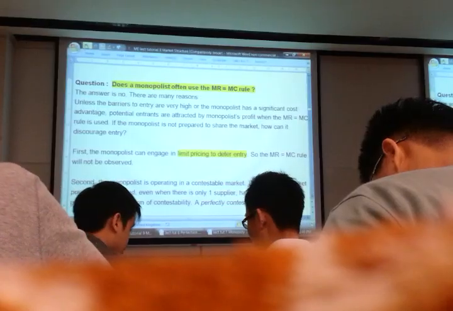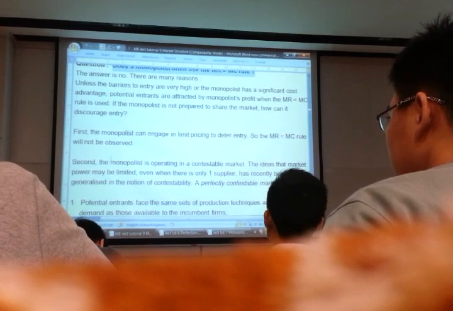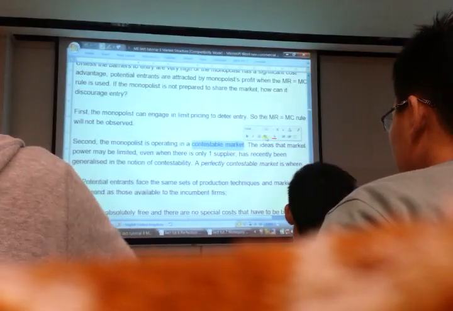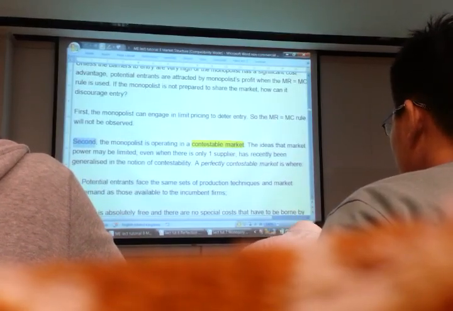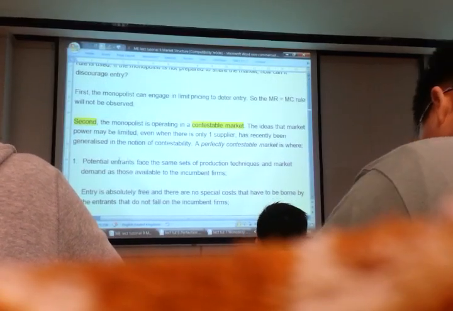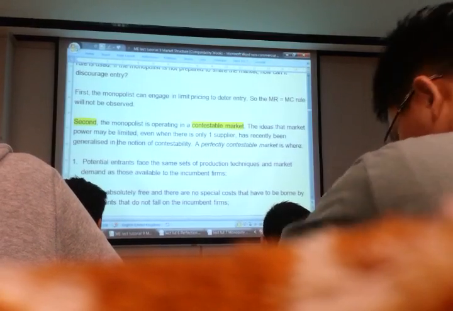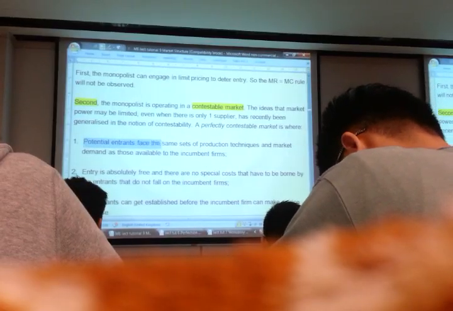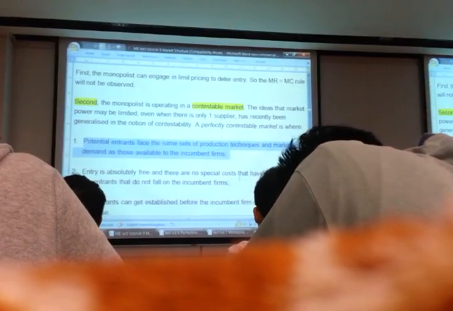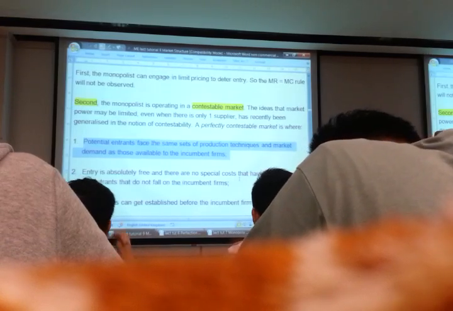Now, second, a monopolist definitely will not use the MR equals MC rule if they are operating in a what? A contestable market. If they are operating in a contestable market, it's not possible to use MR equals MC. What kind of market is this? A perfectly contestable market is one where the new entrant faces the same set of production techniques and market demand.